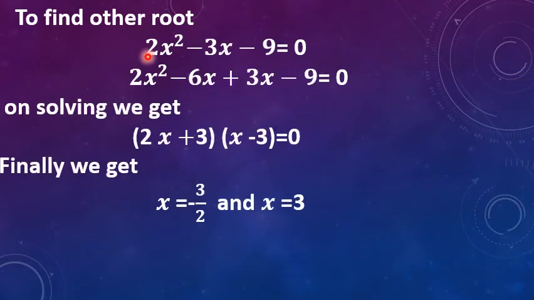So here we have to find the value of the other root. Our quadratic equation was 2x square minus 3x minus 9 equals 0. On applying the middle term splitting method, we can write our equation as 2x square minus 6x plus 3x minus 9 equals 0. On solving, we get the factors (2x plus 3) and (x minus 3) equals 0, and finally we get x equals minus 3 by 2 and x equals 3.